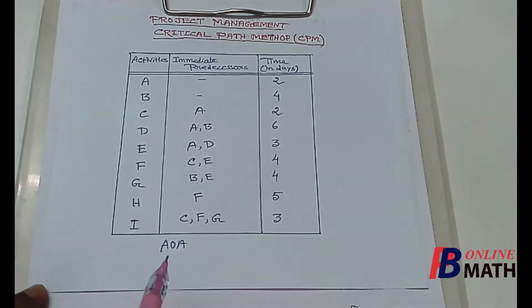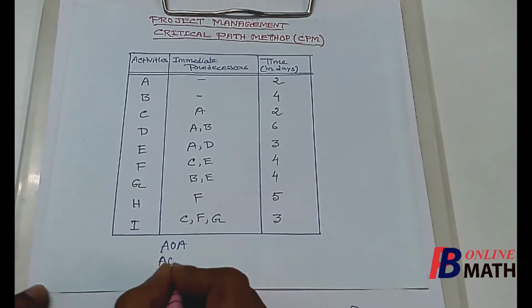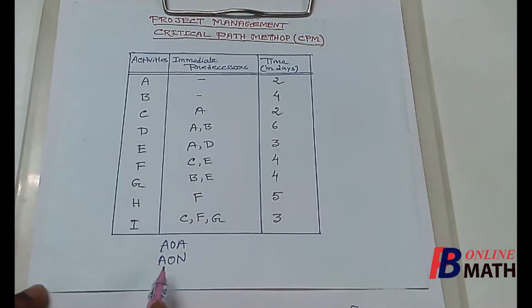In this case, each arc of the network represents an activity. Another way is AON, that means activities on nodes. In this case, each node of the network represents an activity. In this problem, we shall use AON, that means activities on nodes. So next, we shall express this entire project in terms of a single network.